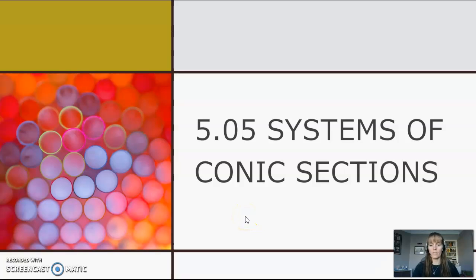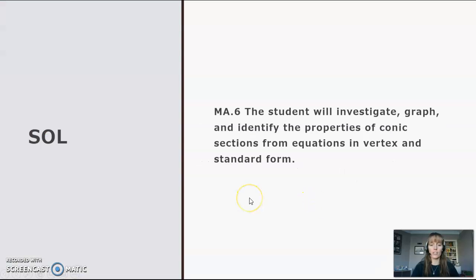All right, this lesson is for systems of conic sections. Up to this point, we've learned all the different types of conic sections, and now we're going to learn how to solve for when these intersect. The standard today is MA6.